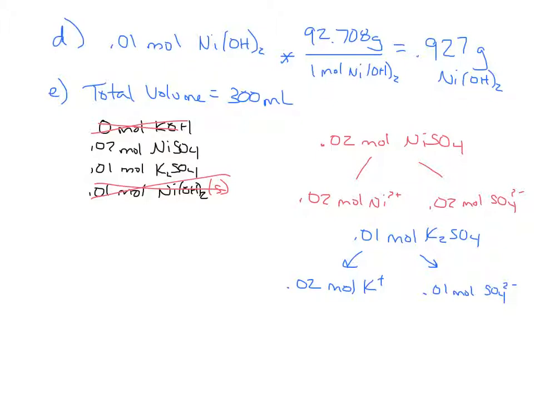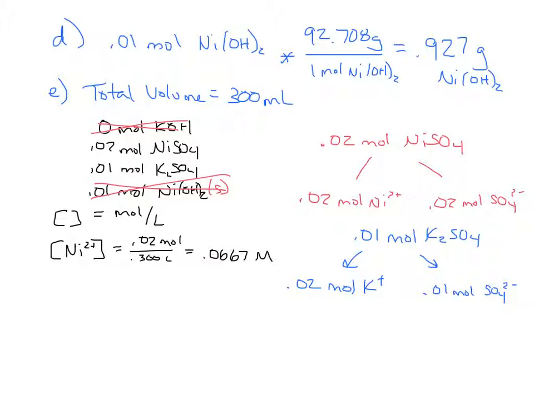Okay. All I need to do at this point is list them out and do a calculation for concentration. Have you seen that notation in the brackets before? Concentration is just moles over liters. So I know that the concentration of the nickel ion is going to be equal to 0.02 moles over 0.300 liters. So 0.0667 molar.